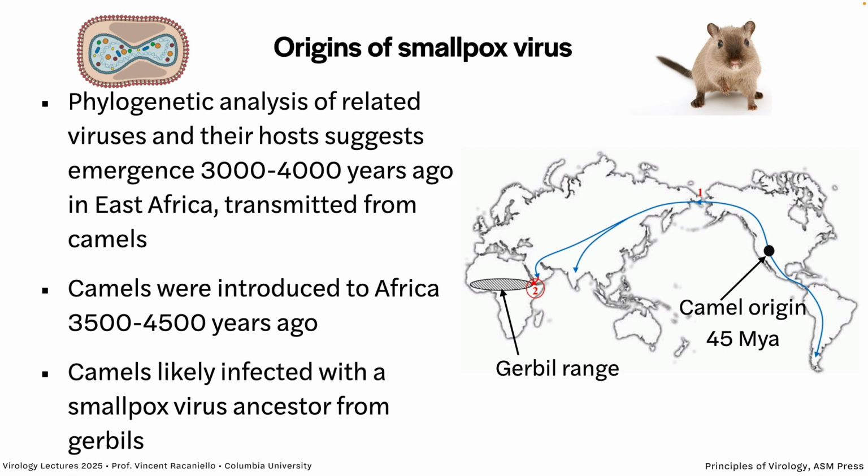And then because people are using camels a lot, it got into people. And then it spreads. It becomes a human virus. It spreads all throughout Europe. And when the colonizers go to North America, they bring it with them, because nobody in North America had ever seen smallpox.